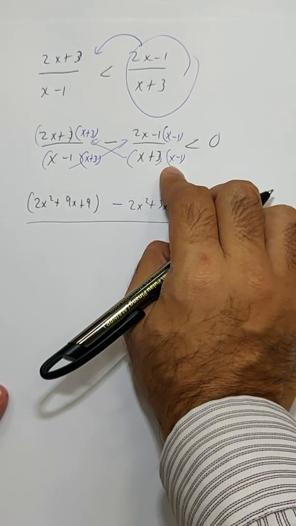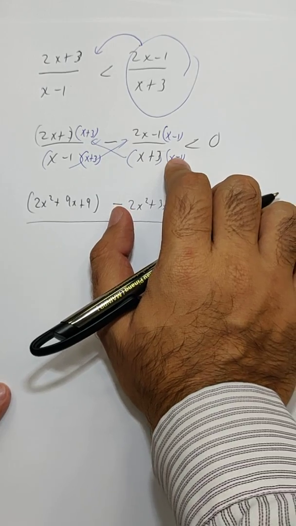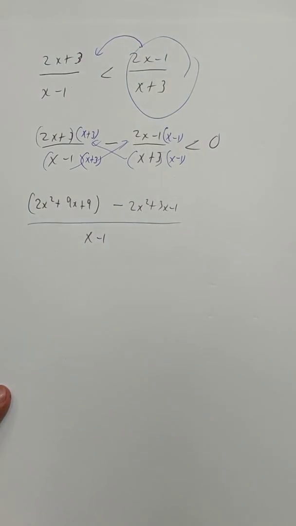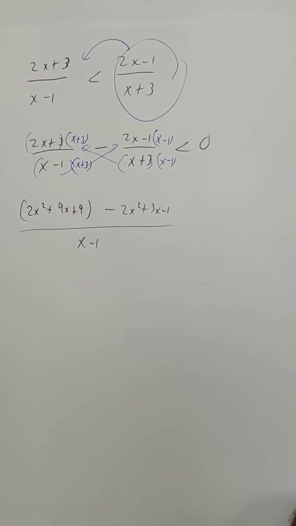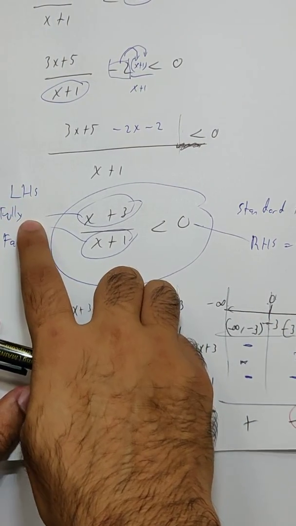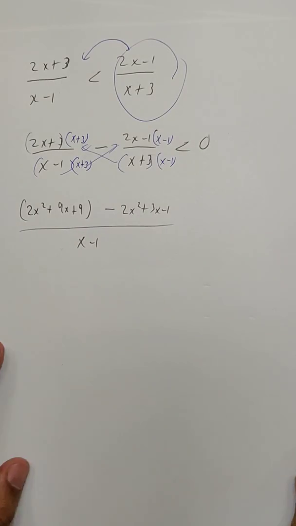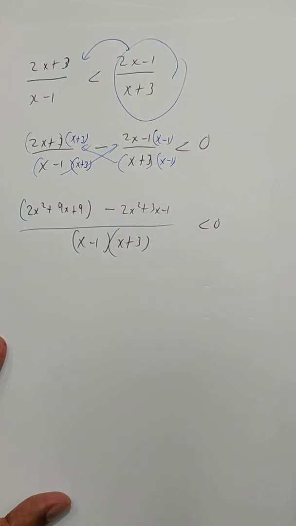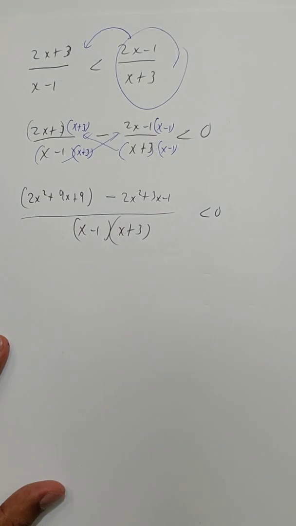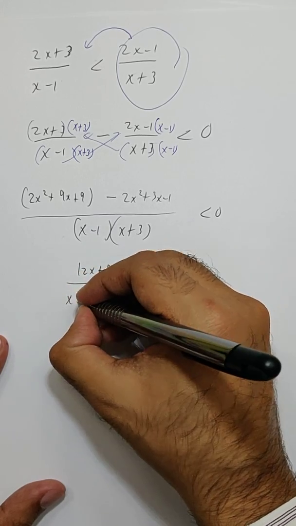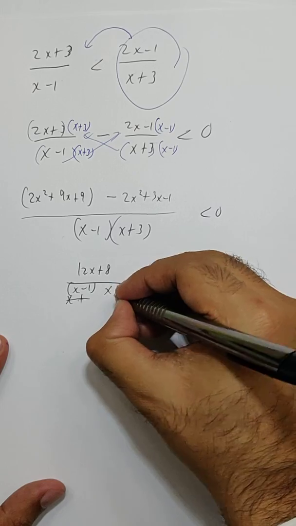Down here, should we expand the denominator? Why not? Because at the end of the answers, we want to factorize it back. Remember what I said just now about the standard form? The left-hand side must be fully factorized. So even if you expand, you have to factorize back. So what for? Don't waste your time. We get ourselves 12x + 8 over (x - 1)(x + 3).